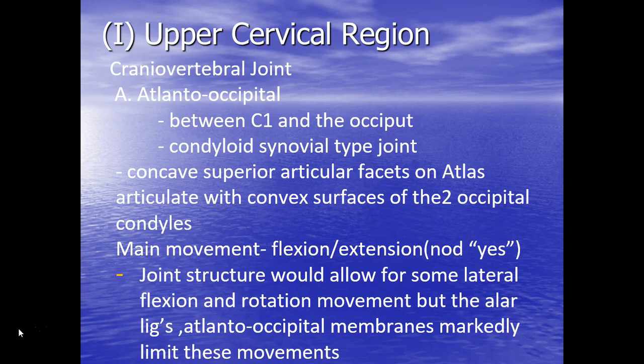The main movement allowed here is flexion and extension, as in nodding yes. The joint structure itself would allow for some lateral flexion and rotation motion, but two ligaments, in particular the alar ligaments and the atlanto-occipital membranes, will markedly limit these secondary movements. So it's mainly flexion and extension with limited lateral flexion and quite limited rotation due to these ligaments.